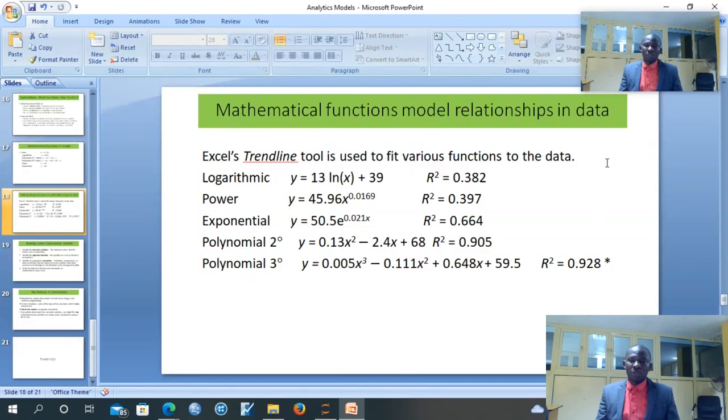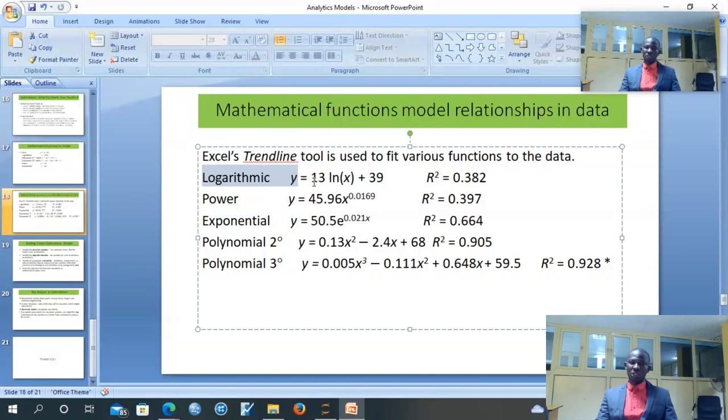Okay, we gave an example that if you have any of these models and you need to predict y, and you are told that x is a particular value, find y when x is 20, for example. To use this first model, we are going to put the 20 to replace x here. We find the natural log of 20, use it to multiply 13 and add it to 39. Whatever we get is the value of y when x is 20.